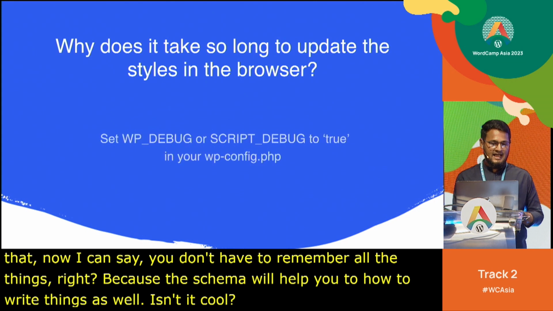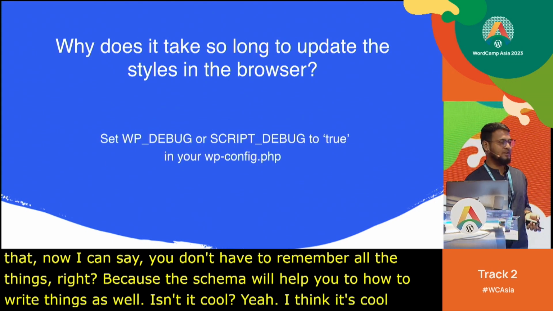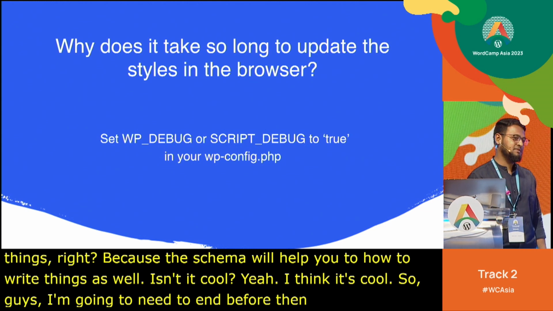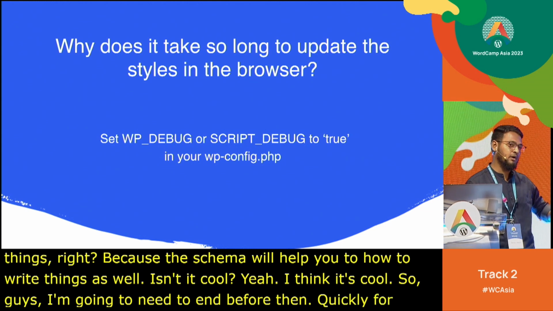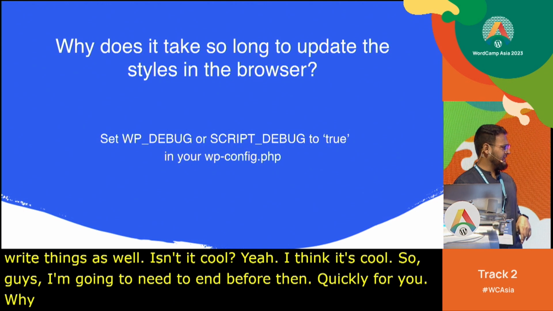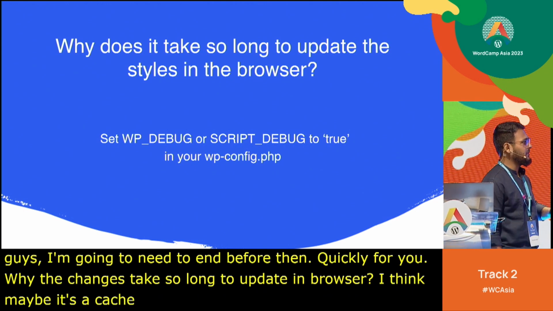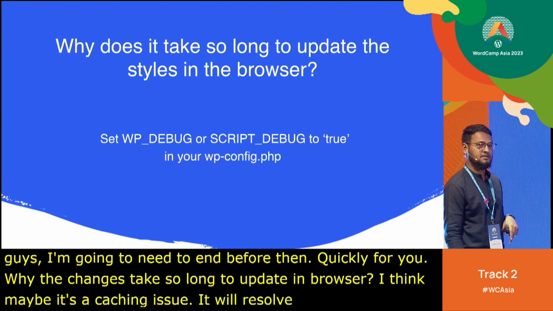So guys, I'm going to near the end. Before then, a quick tip for you. Your changes in theme JSON might take so long to update in the browser. I think it's maybe a caching issue. It will resolve if you set true to WP debug or script debug. I think it will resolve your issue.